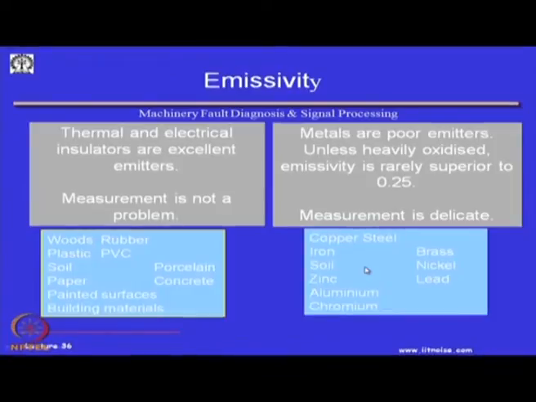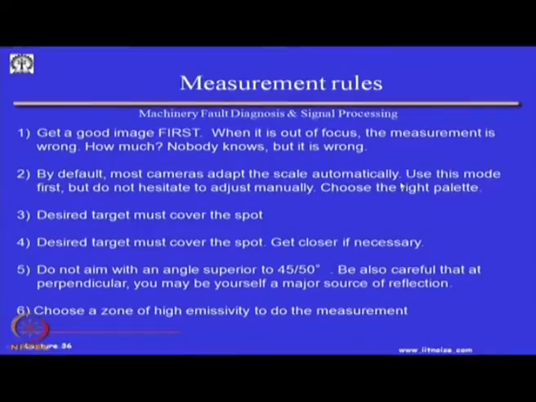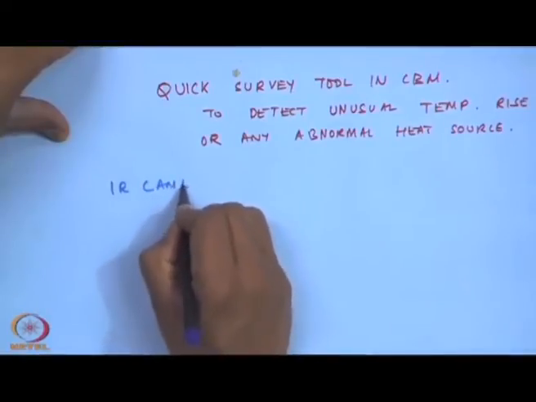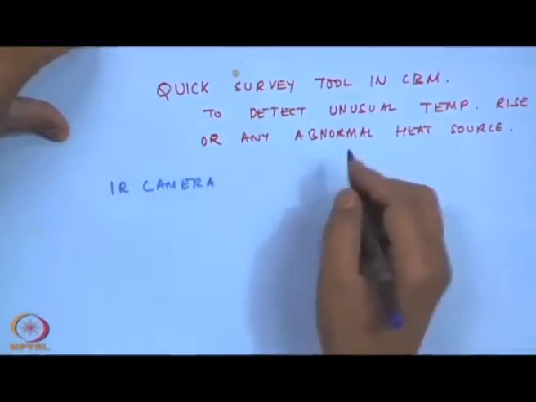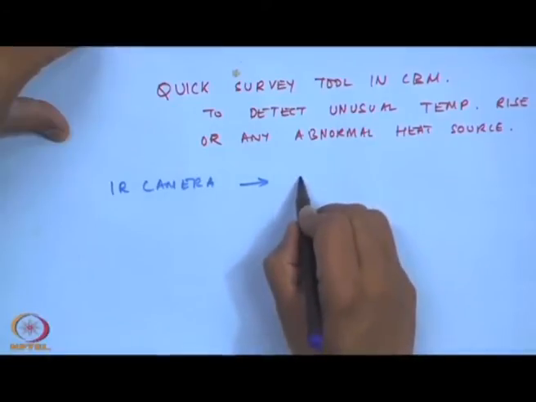Now, while we are doing calibration, how do I know that I am doing the right kind of measurement? What people typically do is follow some rules. A good thermal imaging procedure requires that I first capture a good image. When it is out of focus, the measurement is wrong. How much nobody knows, but it is wrong. So, the first thing is we have to focus it. IR cameras are a little more sophisticated than your normal video cameras.